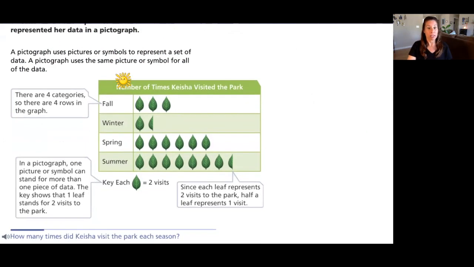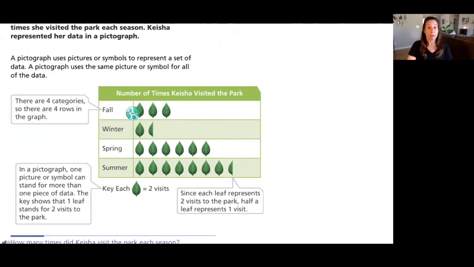Okay, so let's look at this pictograph here. If you notice, it looks a lot like a pictograph that we did yesterday too. Here's the title, number of times Keisha visited the park. Here are our 4 categories that show 4 rows in the graph here. Here's our key. In a pictograph, one picture or symbol can stand for more than one piece of data. The key shows that one leaf can stand for 2 visits to the park, okay?